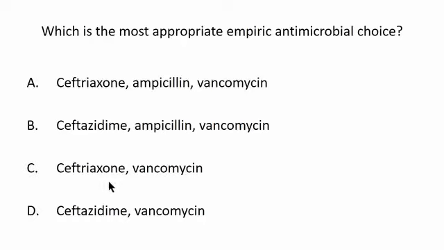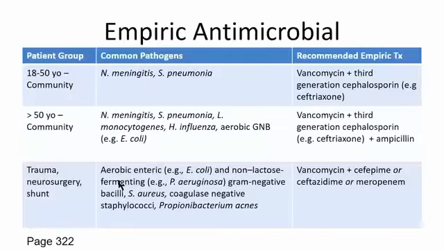So in order to answer this question, we have to assess a number of things. 1 is where did the patient come from? 2 is the age, and 3 is the immune status. So this table is pretty familiar to all of you. It's from the IDSA guidelines, and it basically suggests that adult patients who are less than 50 years of age, the common pathogens are Neisseria and strep pneumo, and the recommended empiric therapy is vancomycin plus a third-generation cephalosporin.